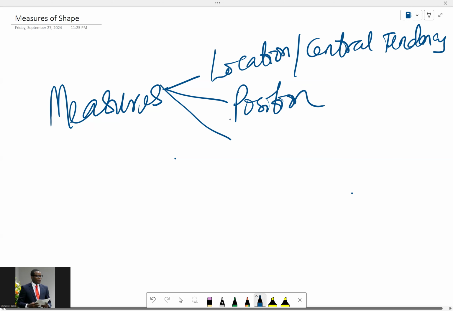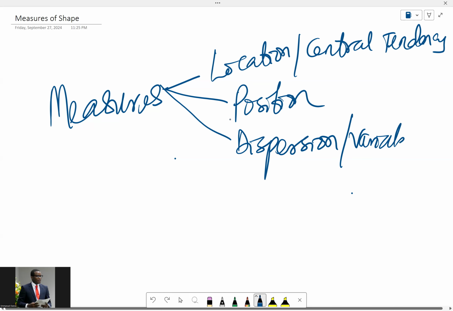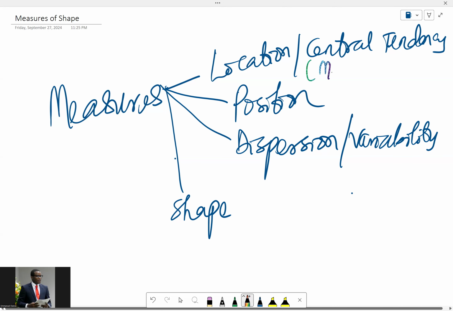Then after that, we talked about measures of dispersion or variability. And then, of course, now we're talking about measures of shape. Measures of location, of course, were mean, median, mode. For measures of position, we talked about percentiles.